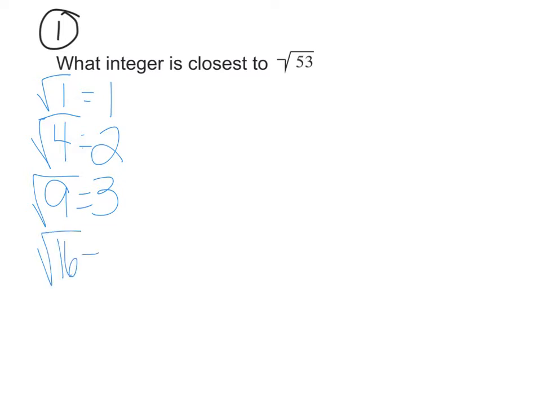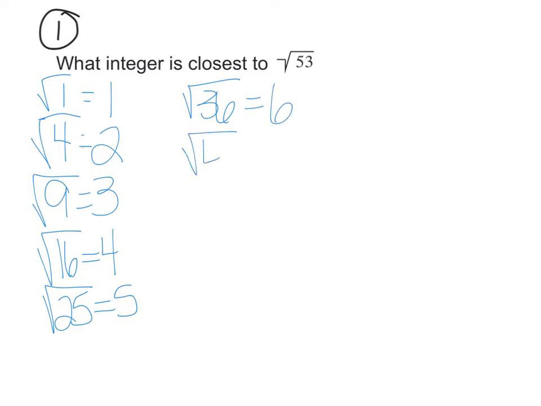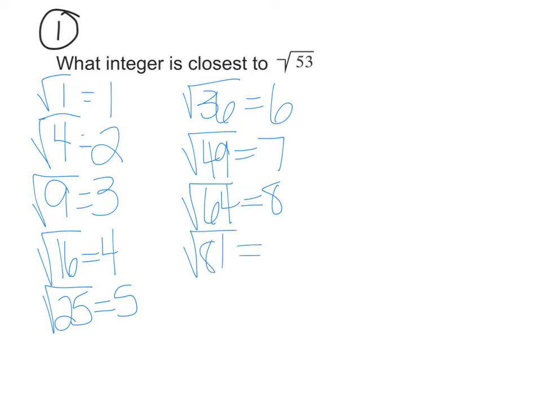Square root of 16 is 4. Square root of 25 is 5. Square root of 36, 6. Square root of 49 is 7. Square root of 64 is 8. And then so on. Square root of 81 is 9. What we want to know is, where does the square root of 53 fit in here? Well, it fits in here somewhere.